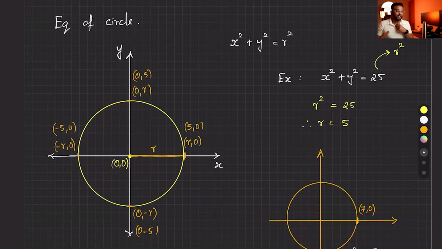Clear? Yes, we're coming to that. We don't need to write plus or minus. No, we're squaring the numbers, isn't it? That's why.